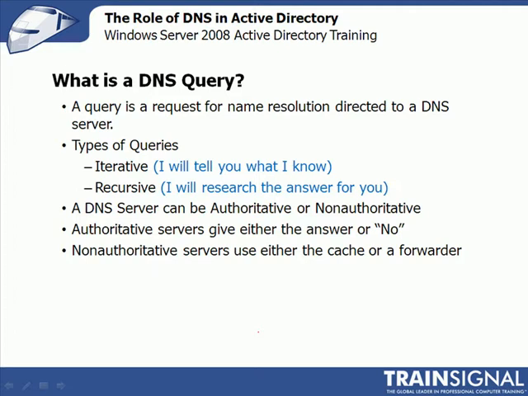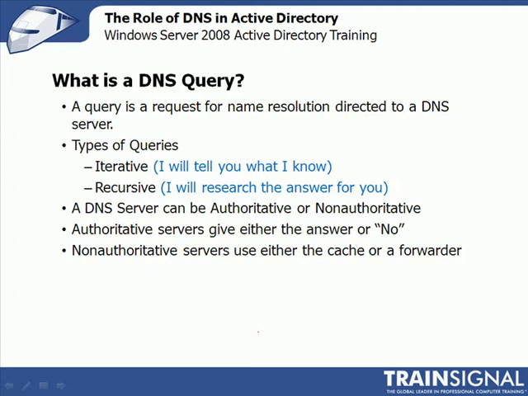Now, a recursive query is one where the DNS server will go ahead and research the answer for the client. So in this case, with a recursive query, the client will make a request to the DNS server. The DNS server will look not only in its own database, but it will then go out and research from other DNS servers that it knows about before giving a response to the client. Now, I have some illustrations to show you exactly how this works in just a moment.